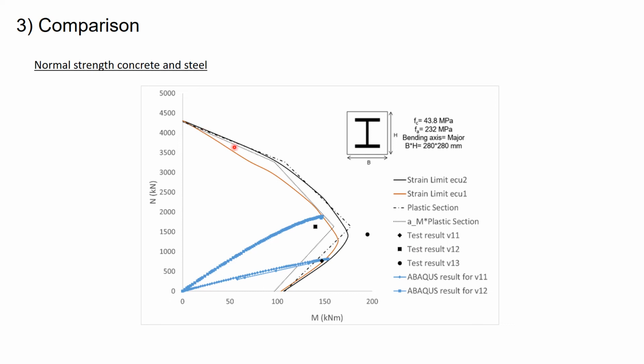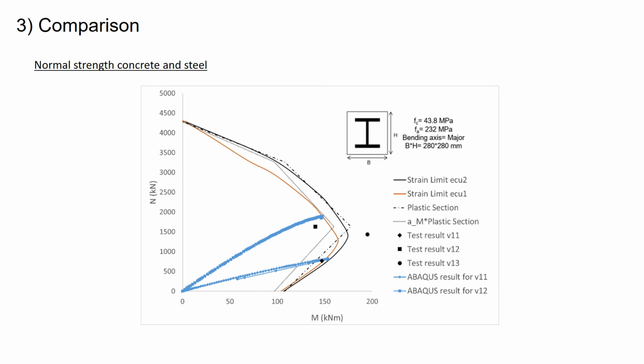We don't see a huge difference between the different curves. Here at the exterior, the 4-point plastic section interaction curve and alpha m times the plastic section are shown as the black dashed line. And the two others are the strain limited interaction curves. The points are the test results, shown as the capacity of our columns. And the blue one is the Abaqus result, the load path between moment and axial force for two of the specimens we show here. And here we see that for normal strength concrete and steel, all of the methods show similar results, and they can be deemed acceptable for this kind of section and this kind of material property.